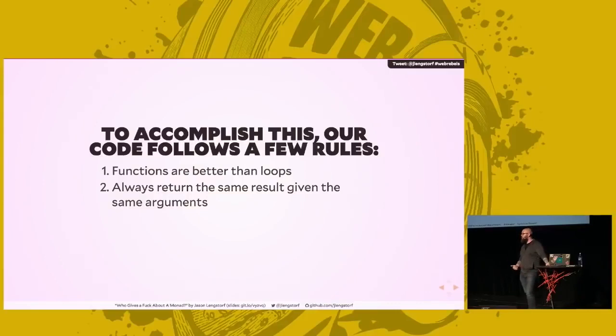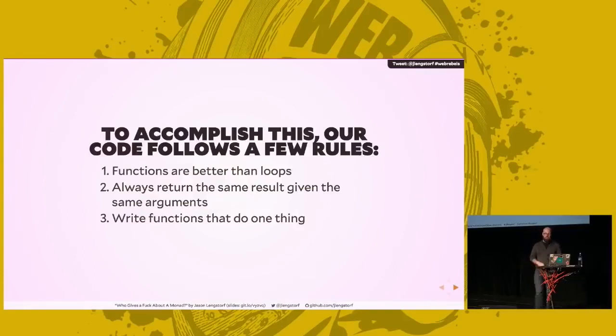Always return the same result given the same arguments, no global variables, no side effects. I'm not going to talk about side effects. Basically, accept an argument, only use things that were passed as an argument, always return a predictable result given those arguments. And make your functions small. Write functions that do a single thing.